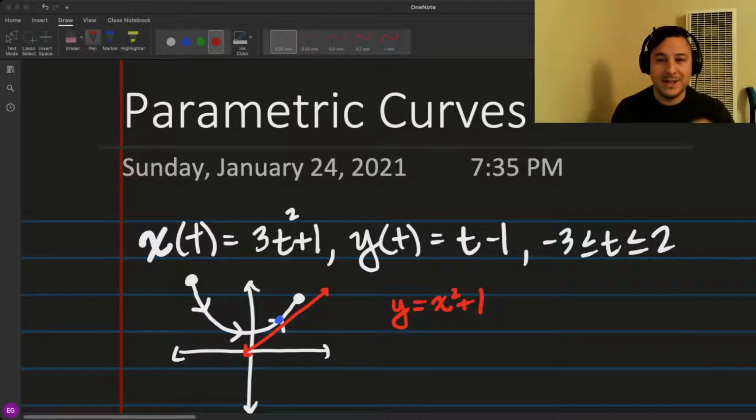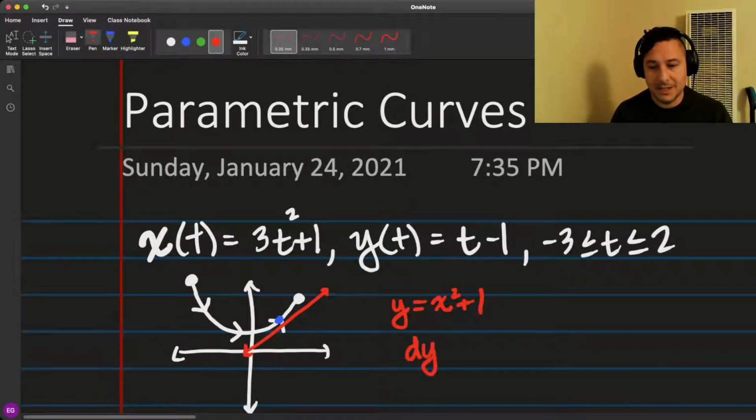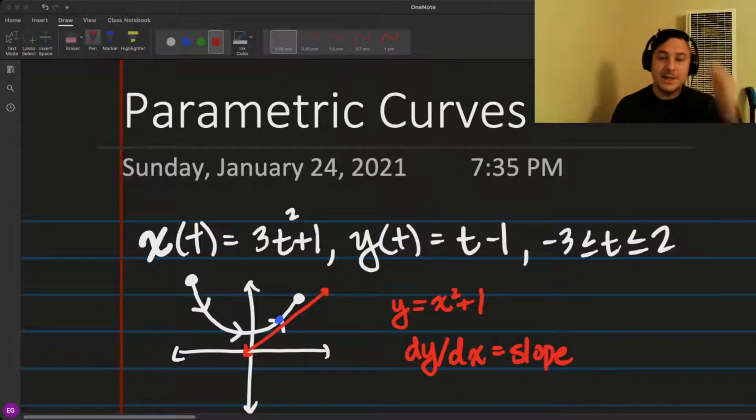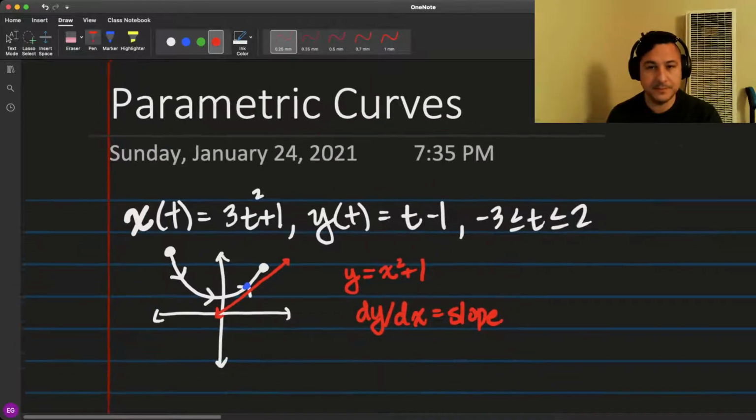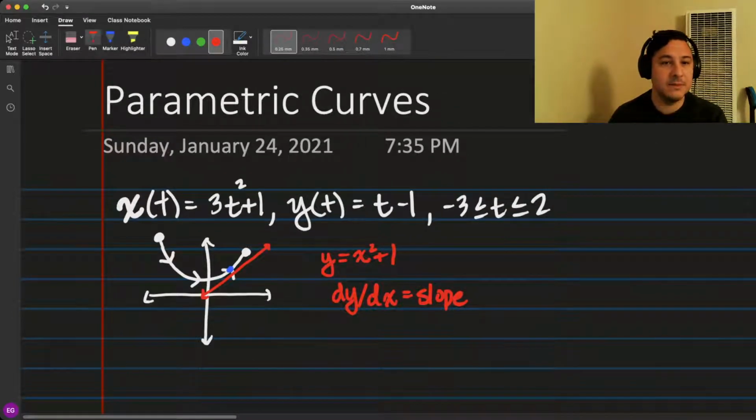Right, but of what? That's what I'm asking you. You need a derivative. The derivative of what? Yes, thank you. So you need dy/dx. It will be equal to the slope of the tangent line at that point. That's what I'm talking about. Cool. So we're still interested in doing those sorts of things. That's why I'm bringing this up.